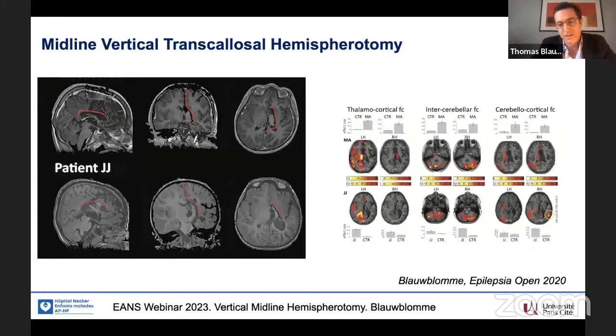We showed that the thalamus and the cerebellum are subcortical hubs that drive the cortical reorganization in this case. So preserving the striatum, the caudate, on the affected hemisphere is not such a big deal. And so going perithalamic directly may be a good option in order to get seizure freedom.